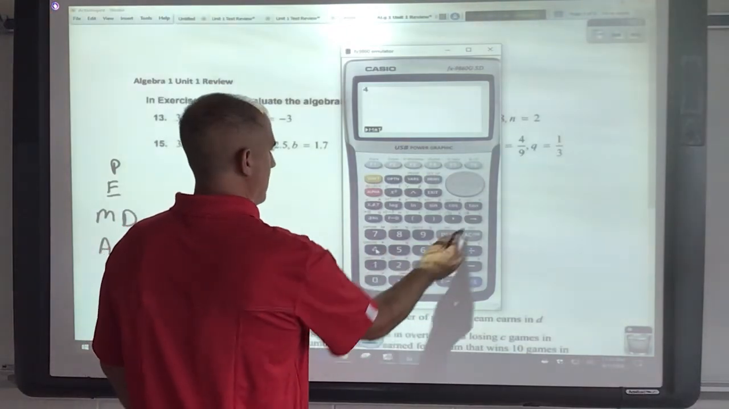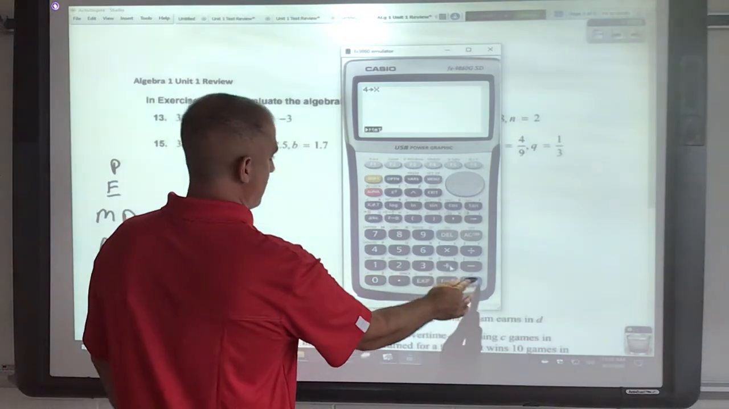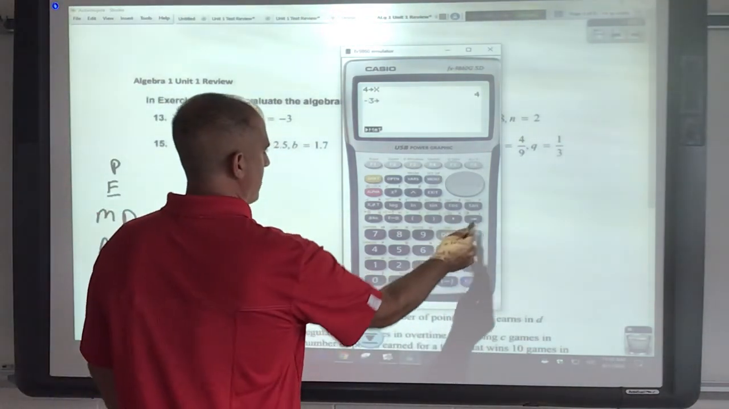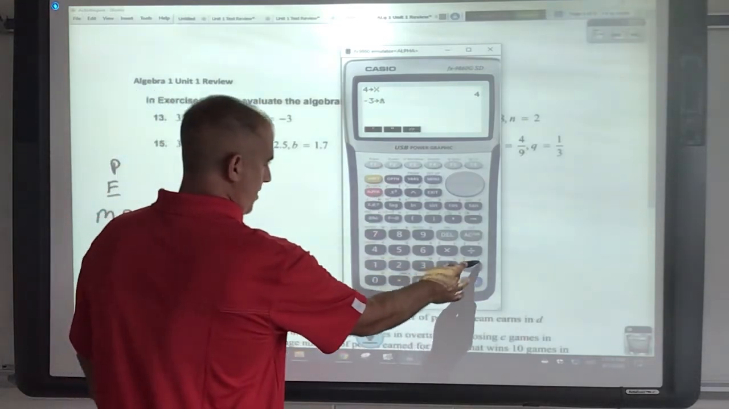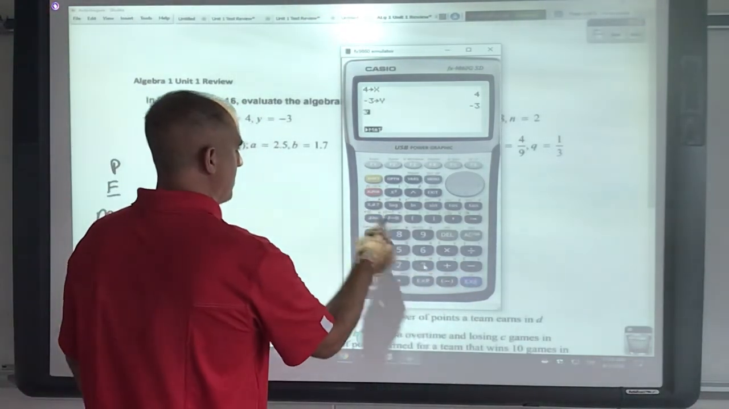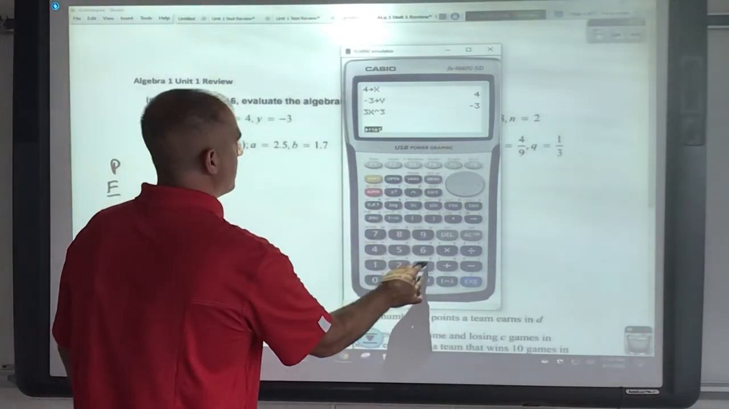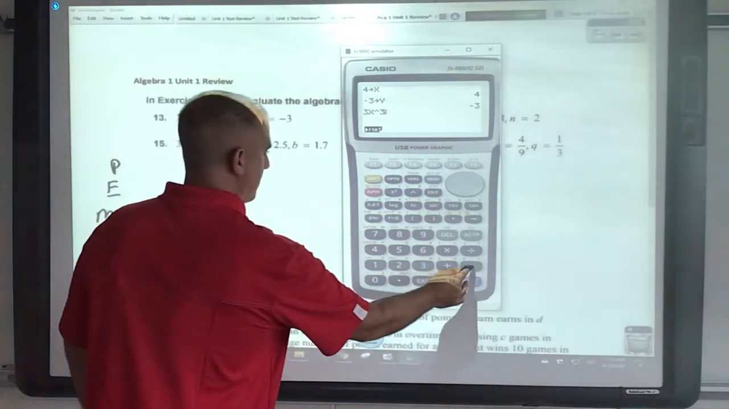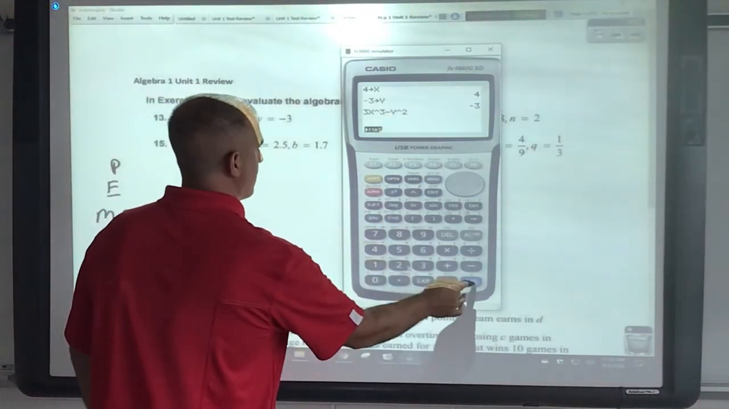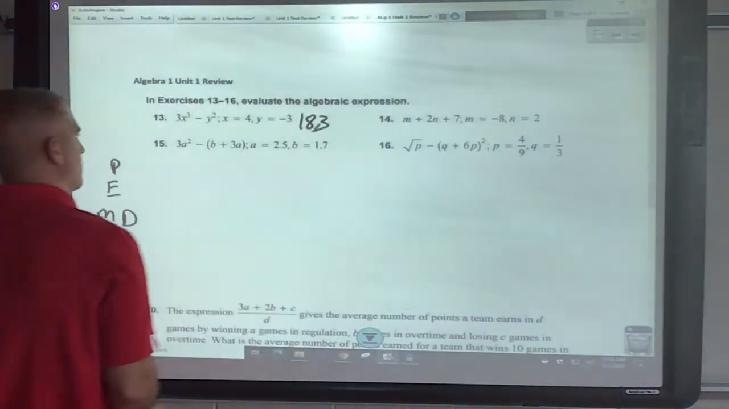So 4, arrow, alpha, find the x, which is right here, and then hit execute. And I do -3, arrow, alpha, find the y, which is right here, then execute. And I'm just typing in the expression: 3, alpha x, exponent for cubed, minus alpha y, exponent squared. So the answer for that first question is 183.